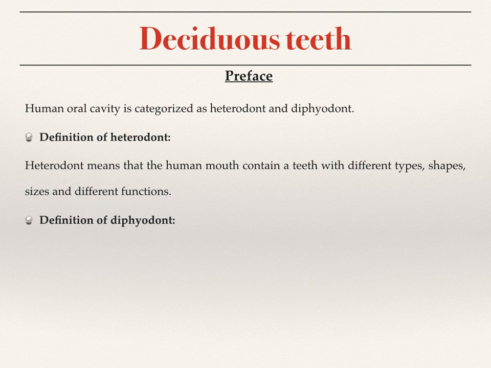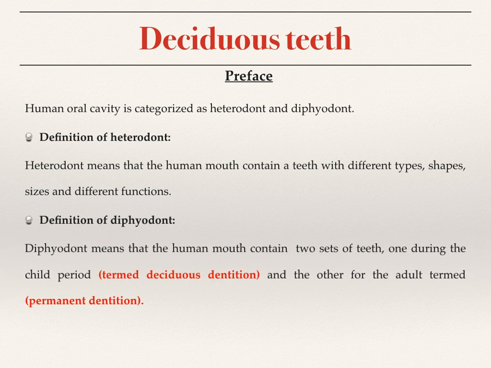What is the definition of diphyodont? Diphyodont means that the human mouth contains two sets of teeth, one during the child period termed deciduous dentition, and the other for the adult termed permanent dentition.